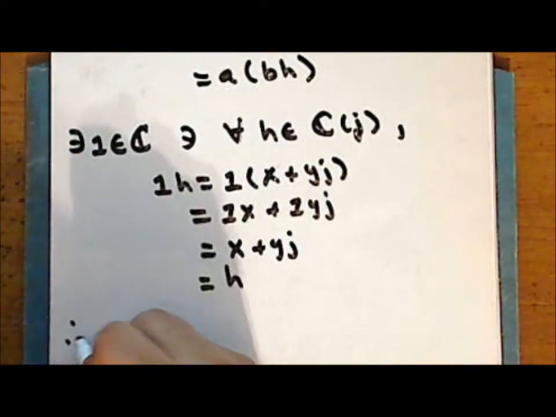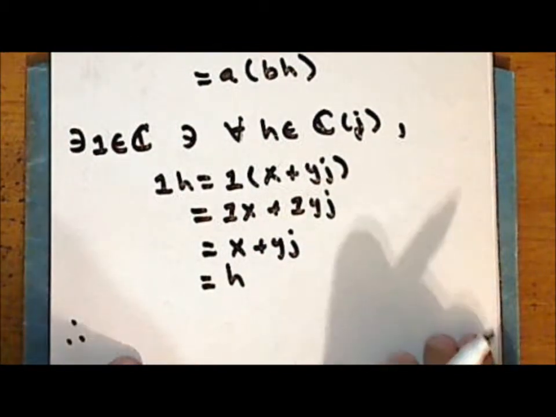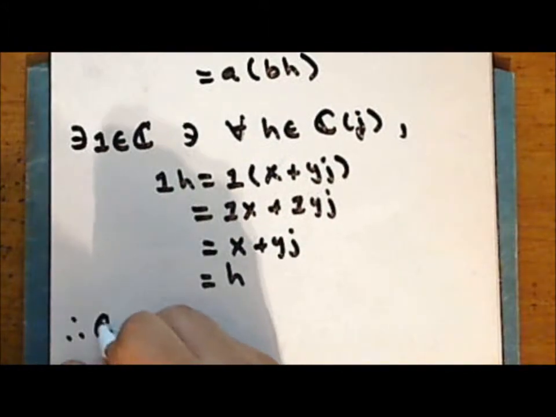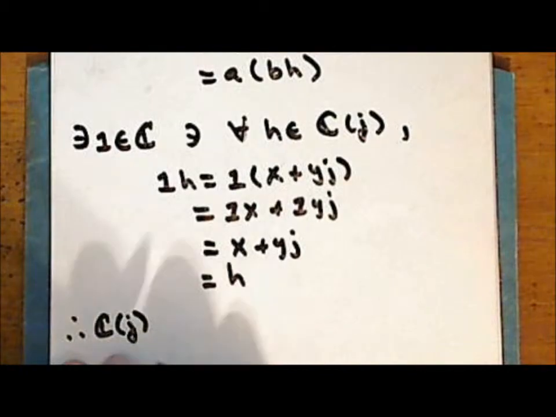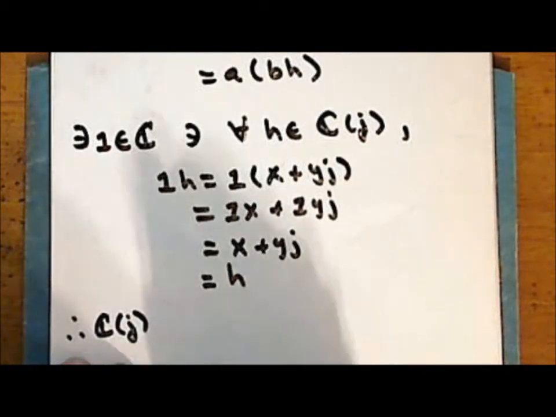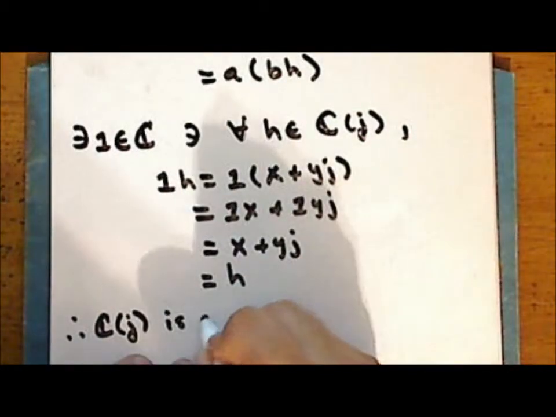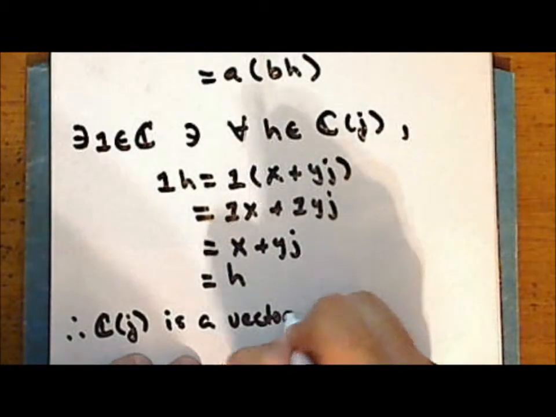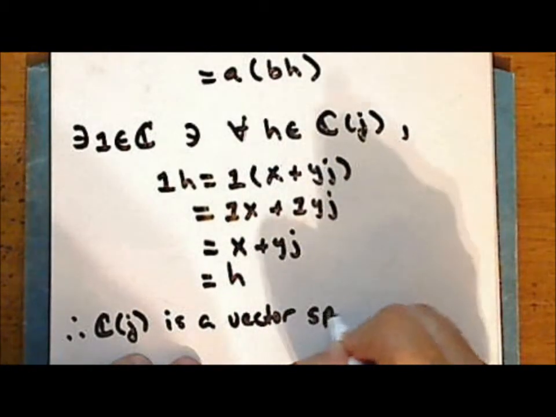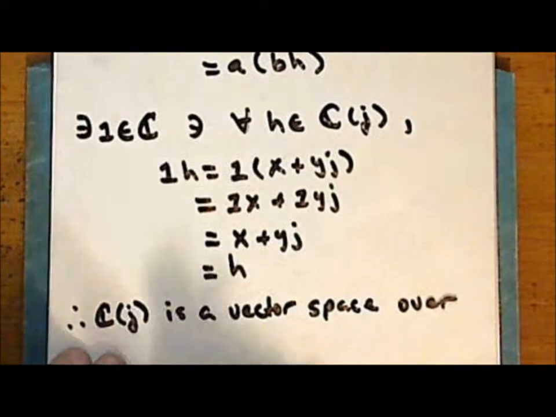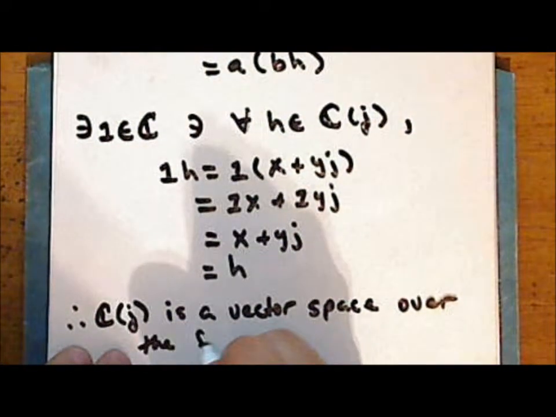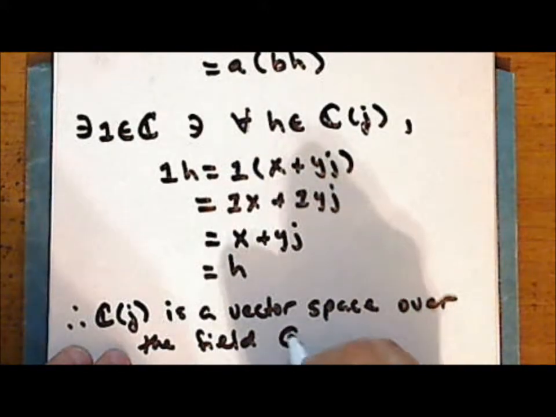And so all axioms for a vector space are satisfied. And so the algebraic extension of the complex numbers to include complex multiples of the number j is a vector space over the field of complex numbers.